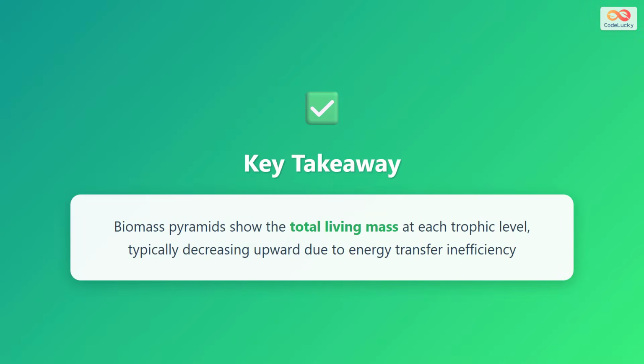To summarize, biomass pyramids illustrate the total living mass at each trophic level. They typically show a decrease moving upward due to inefficient energy transfer between levels. Understanding these pyramids helps us grasp how ecosystems function and why top predators are always less abundant than organisms lower in the food chain.